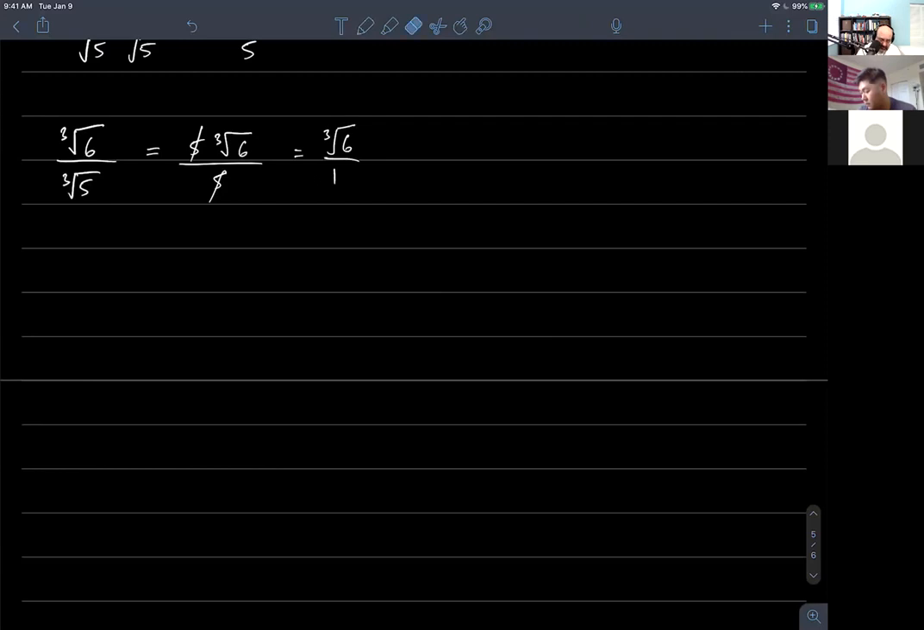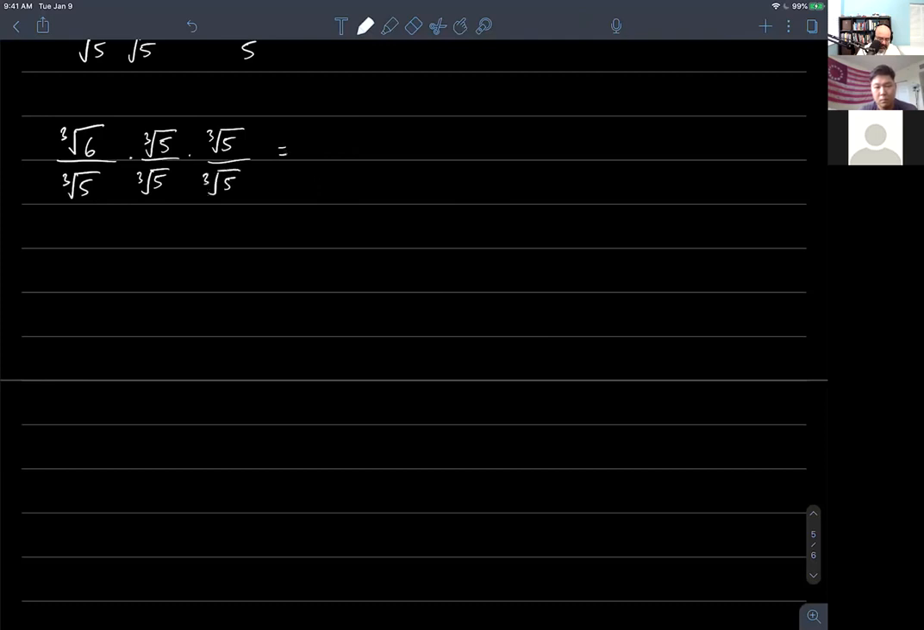Okay, so let's backtrack what you did. So what did you do first? So what I did was, since it's the cube root of 5, I need 2 more to remove the cube. So what should I multiply by? 2 more. So cube root of 5 over cube root of 5 times cube root of 5 over cube root of 5.